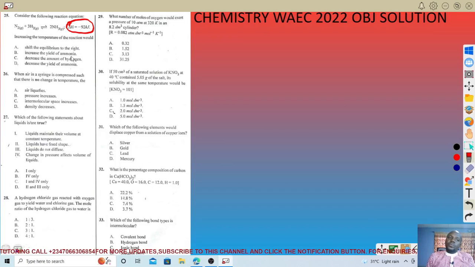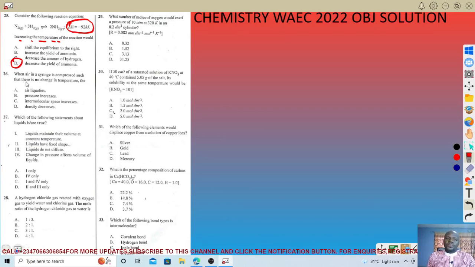So now, the question says increase in temperature of this is dash. I just said that when you increase temperature, you expect the backward reaction to be favored. So when backward reaction is favored, the equilibrium shift to the right is wrong. Increase yield of ammonia is wrong. Decrease the amount of hydrogen is wrong, because it favors backward. Hydrogen is at the backward. So the answer is decrease the amount of ammonia, because it decreases this and favors the backward. Ammonia is at the forward.